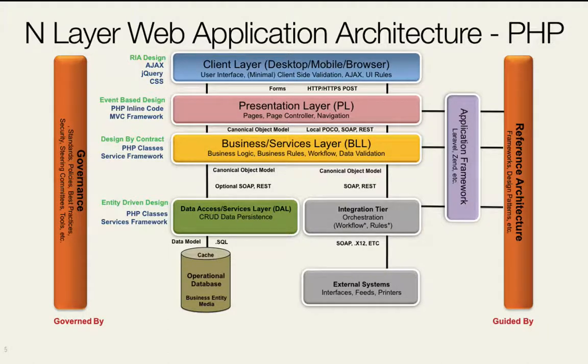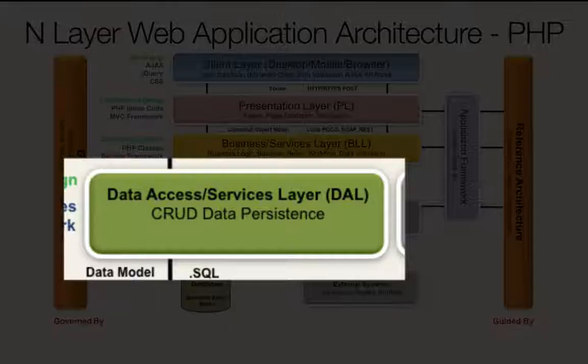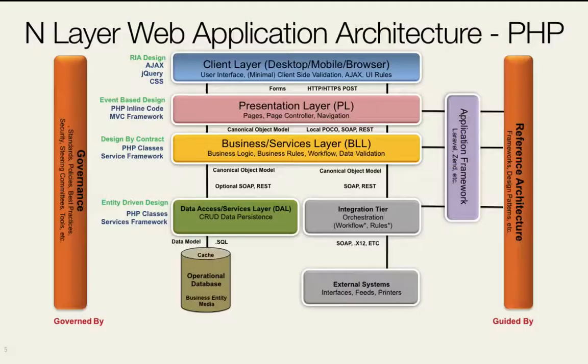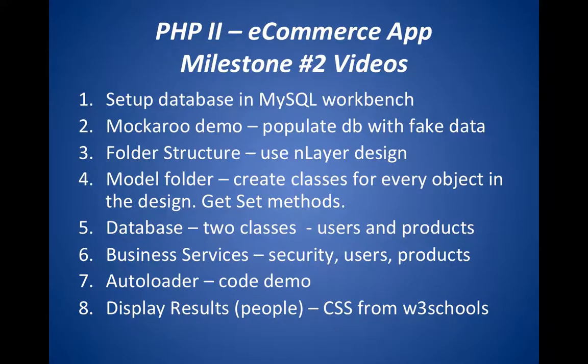So the important thing is to see that my folders are matching my layers in my design. So I've got my database folder, I've got my business service folder, and the presentation at the top. And so those are the main points of this video here. Okay, so that kind of shows you a quick overview of the folder structure. So in the next few videos, we're going to look in more details at the models and databases and business services.